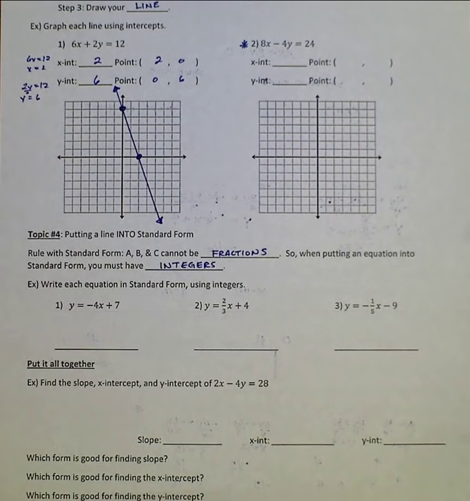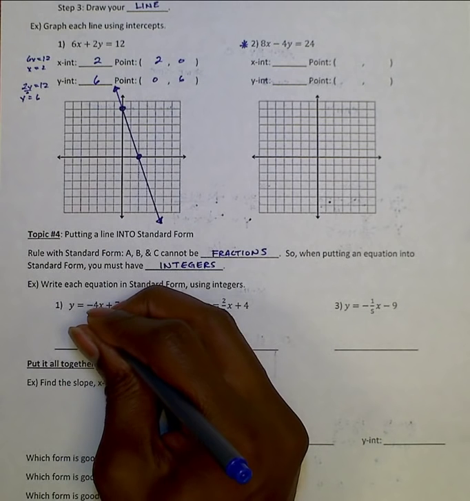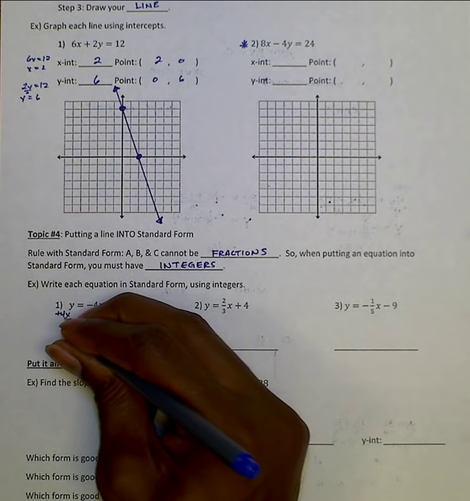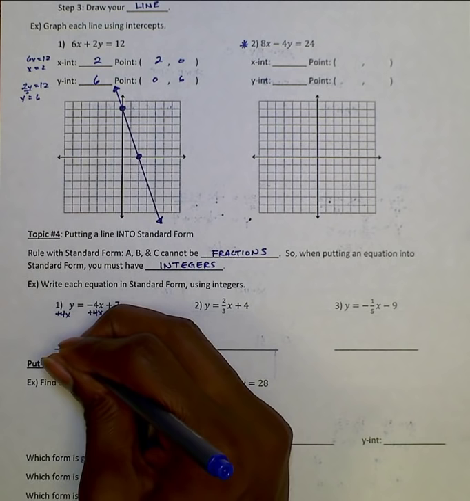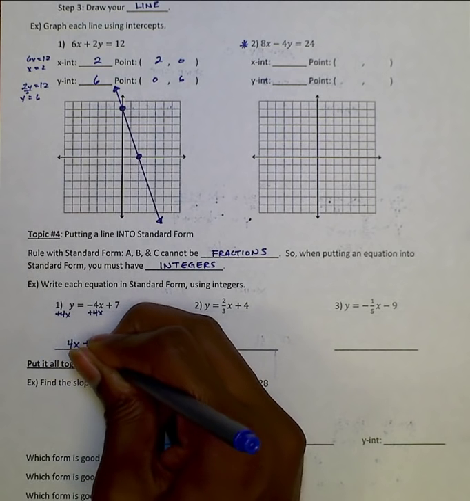So for this first problem, I just want to get x and y on the same side. I'm going to move x to the other side. And I do that by using inverse operations just the same as we had before. I'm going to add 4x to both sides, and I have 4x plus y equals 7.